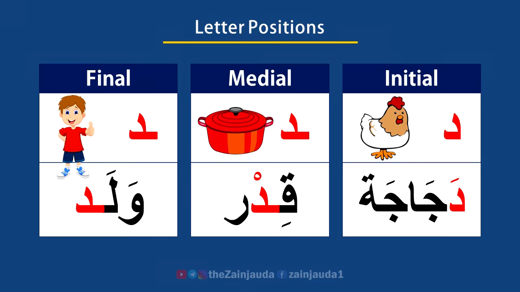Now notice the shape of dal has not changed in the three positions, except for a little extension which precedes it in the medial and final positions. This happens by default when we connect the letters with each other.